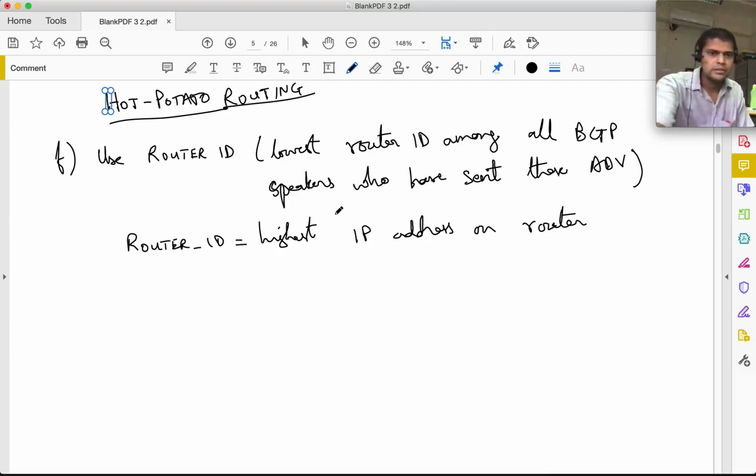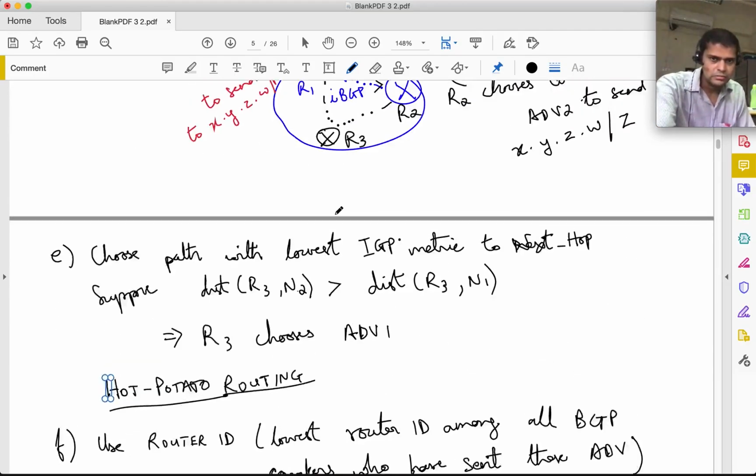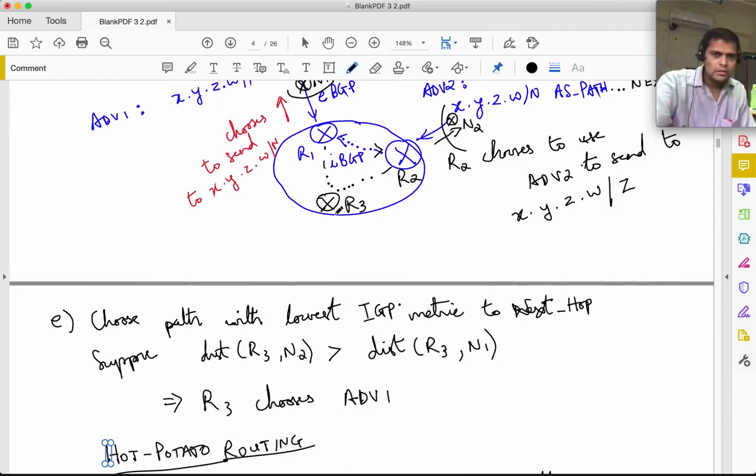Each BGP speaker is going to do this. So we have to make sure that all of this is going to work properly. It seems a little bit weird that each person is making his own decision, and how does it all work together with the interior gateway protocol? Because there could be many routers which are not even BGP speakers. So how does it all work out correctly? And that's what we look at in the next lecture.